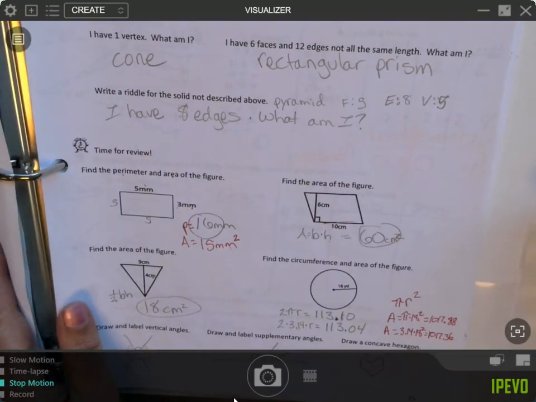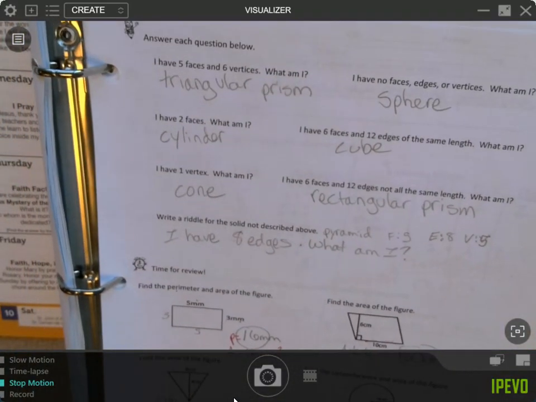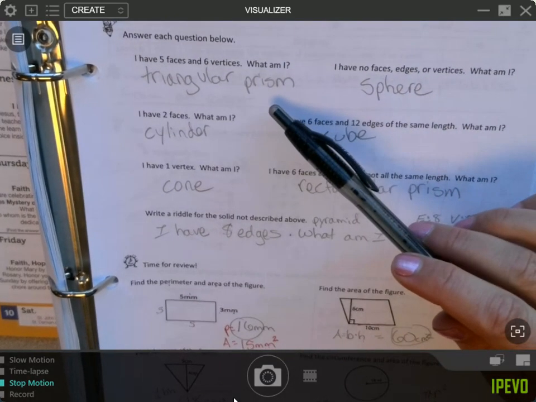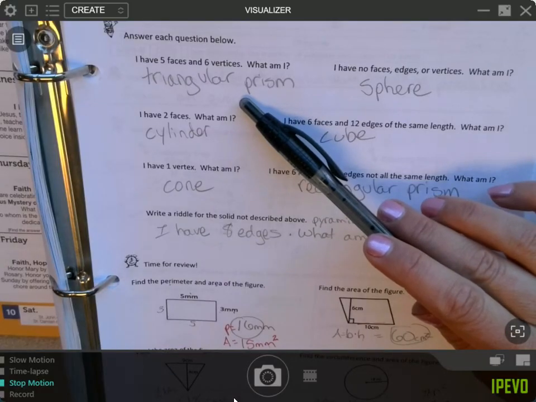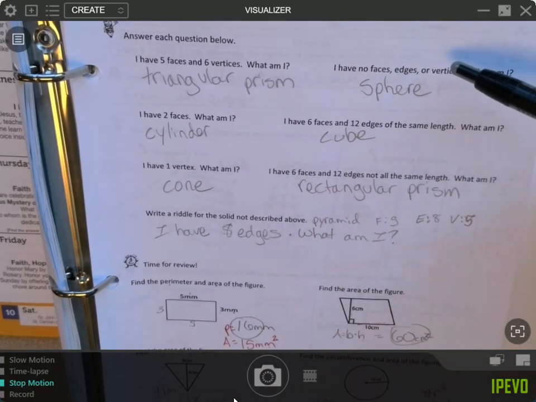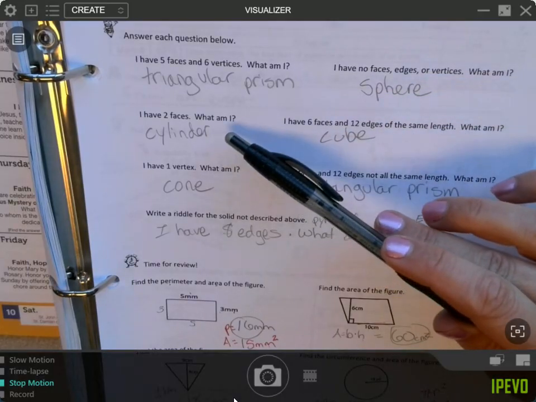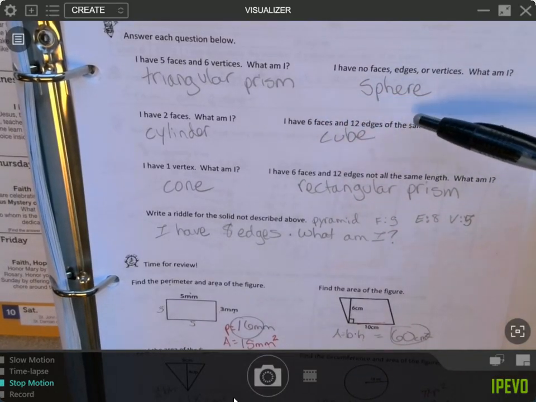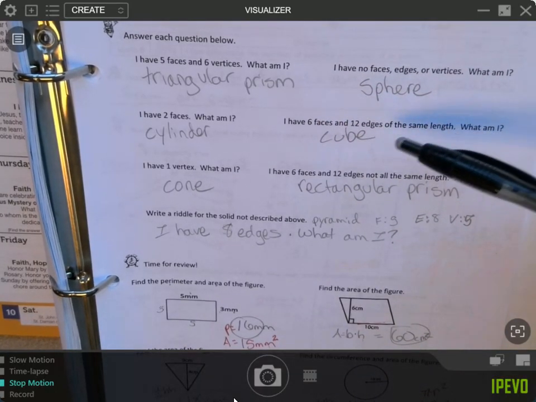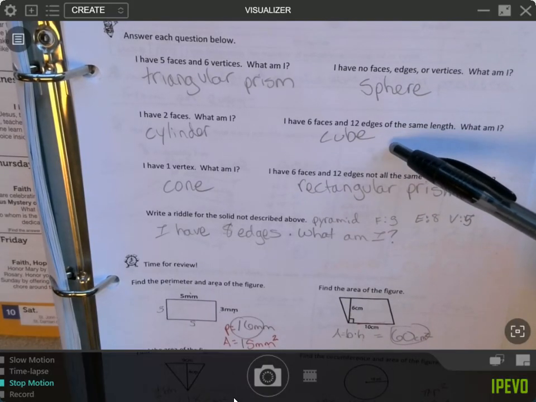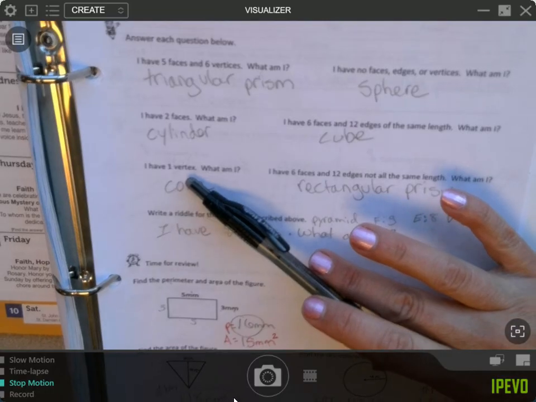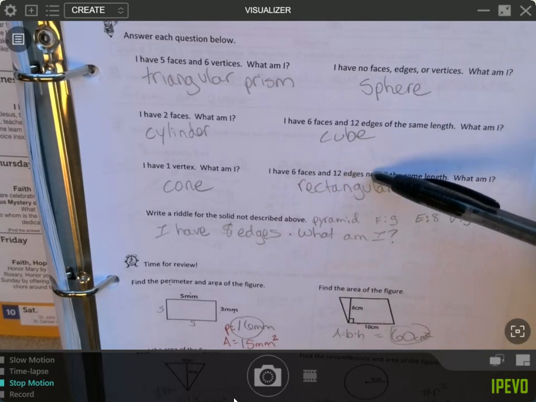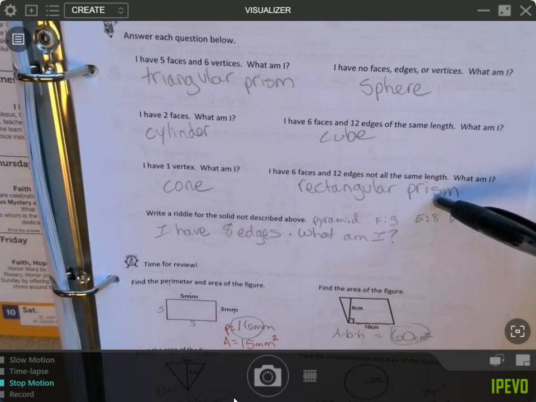So let's answer our riddle questions on the second page. I have 5 faces and 6 vertices, so that is a triangular prism. No faces, no edges, no vertices would be the sphere. Only 2 faces on the top and bottom is the cylinder. 6 faces, 12 edges of the same length, so that has to be the cube because they are the same length. I have only 1 vertex, that would be the cone. 6 faces, 12 edges, not all the same length would be the rectangular prism.